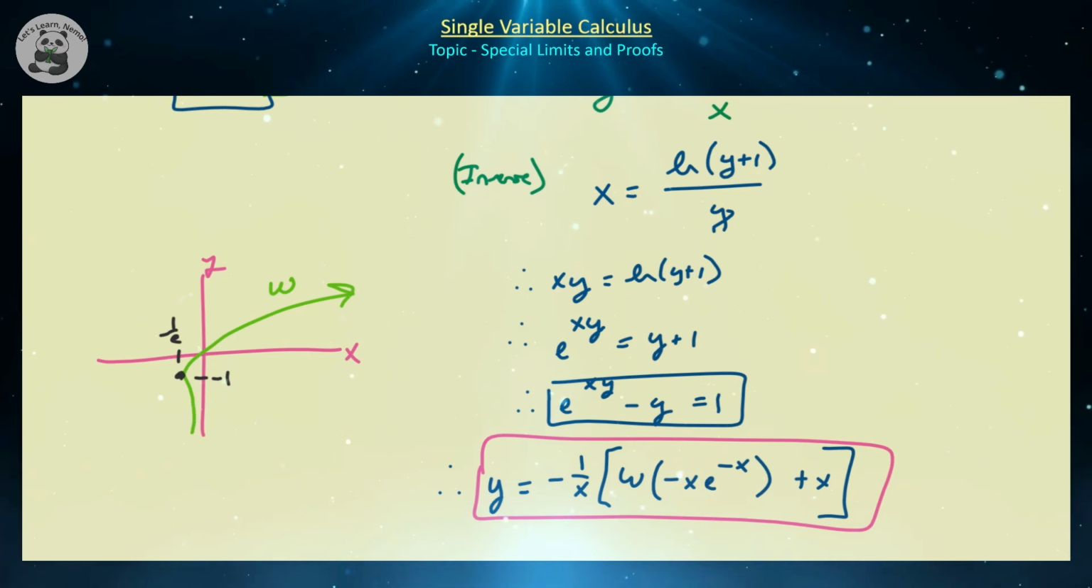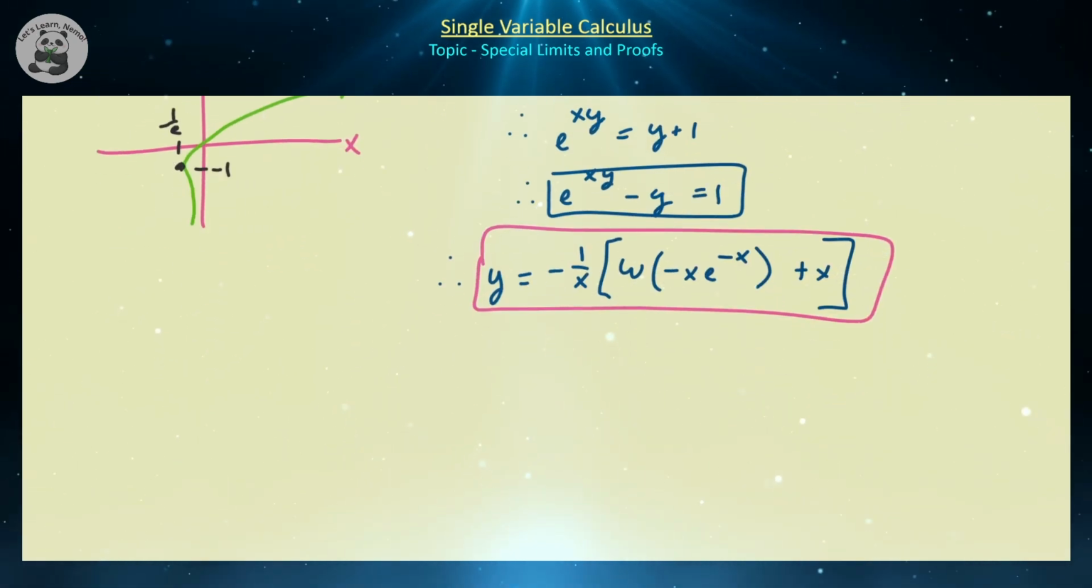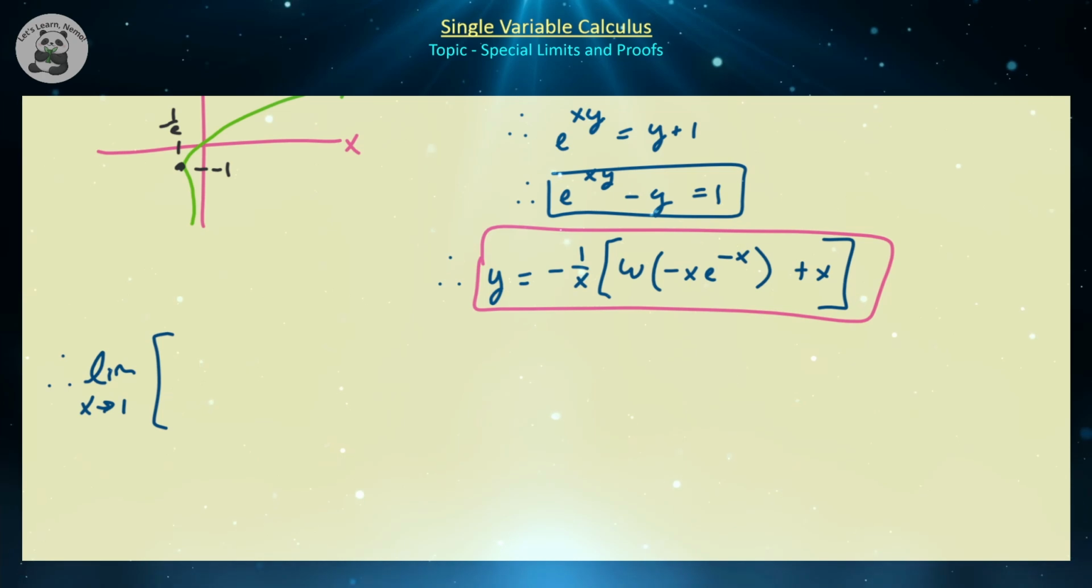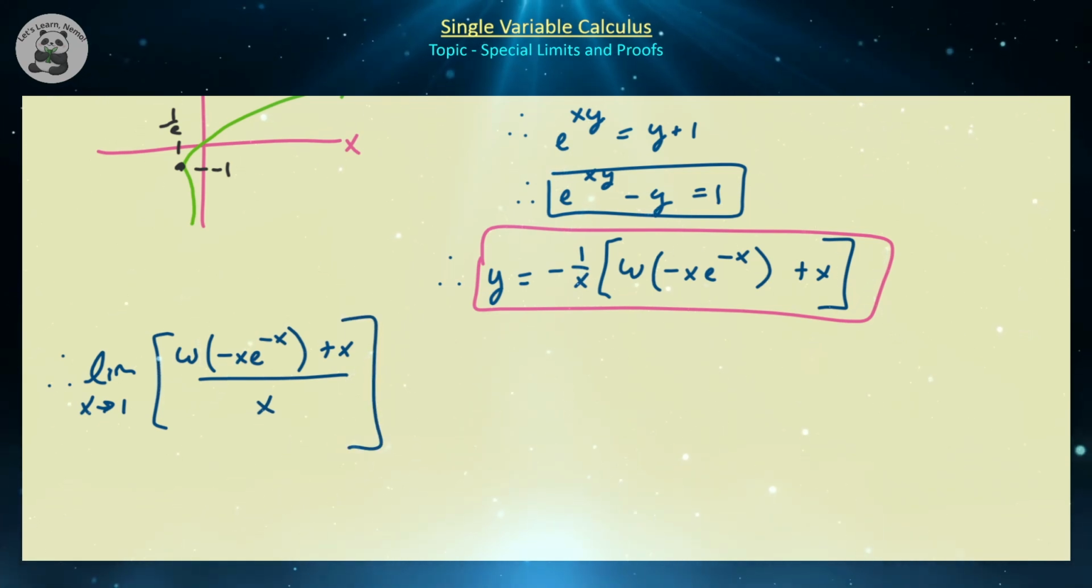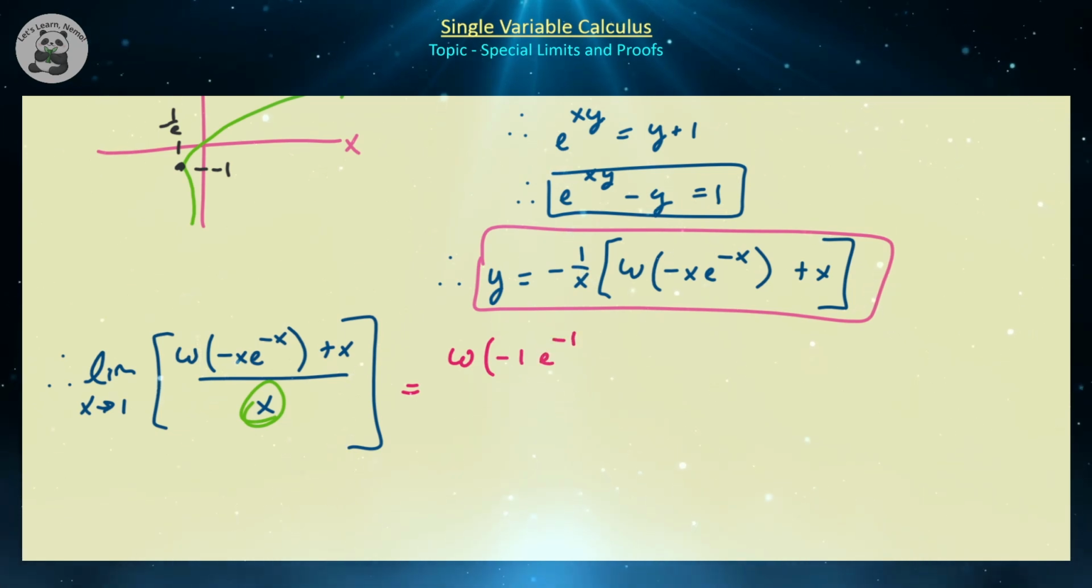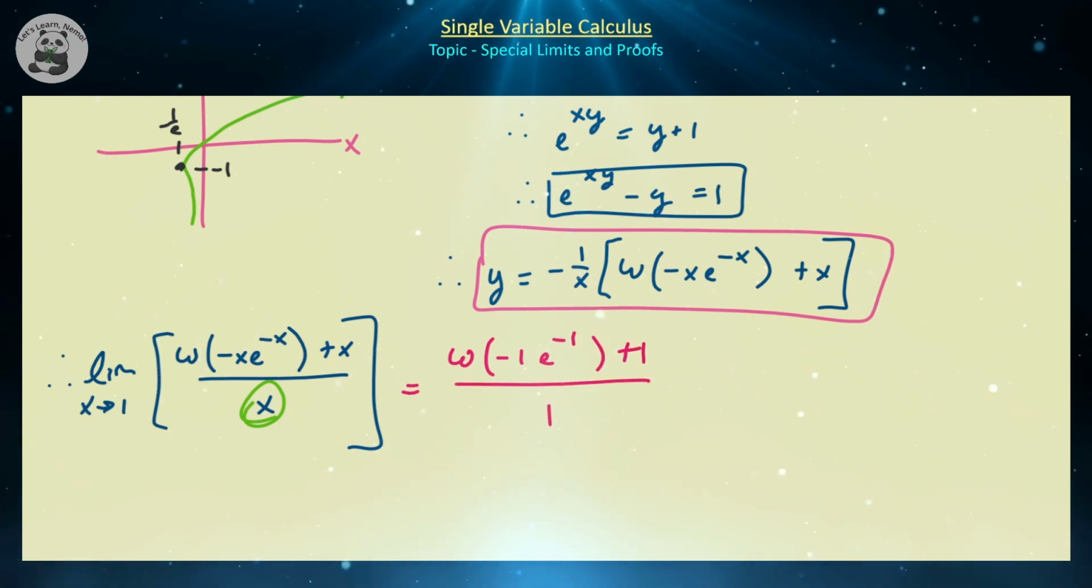Right? So what I want to do is take the limit as x approaches 1 of this function. This is going to be equal to W of minus x e to the x plus x all divided by x. But notice the issue with this function is that x is equal to 0, not 1. So we can actually just plug in x equal to 1 into this relation and get some answer out. We're going to have the Lambert-W relation evaluated at minus 1 times e to the minus 1 plus 1 all divided by 1, which is just going to be equal to the Lambert-W relation of negative 1 over e plus 1.